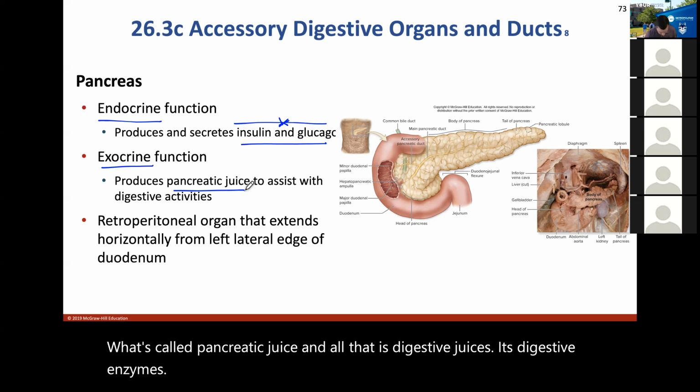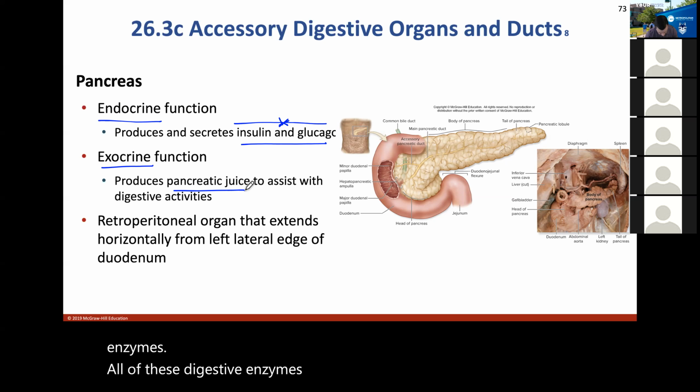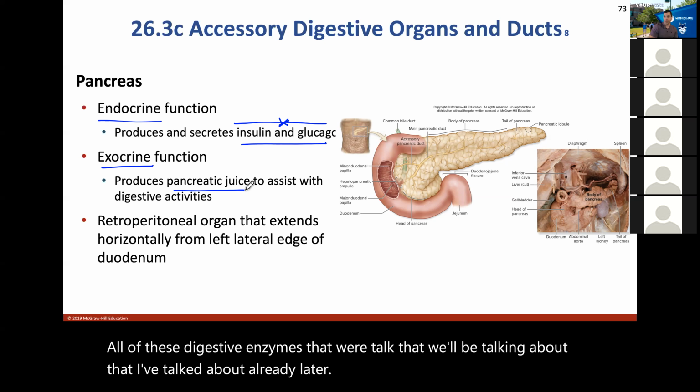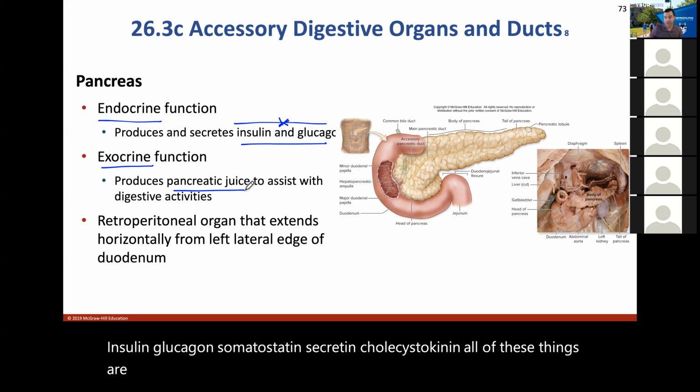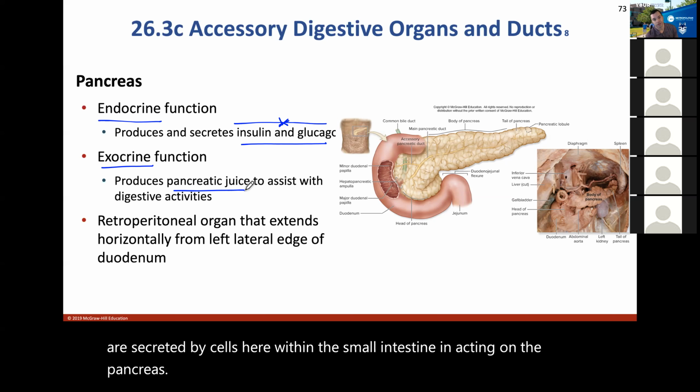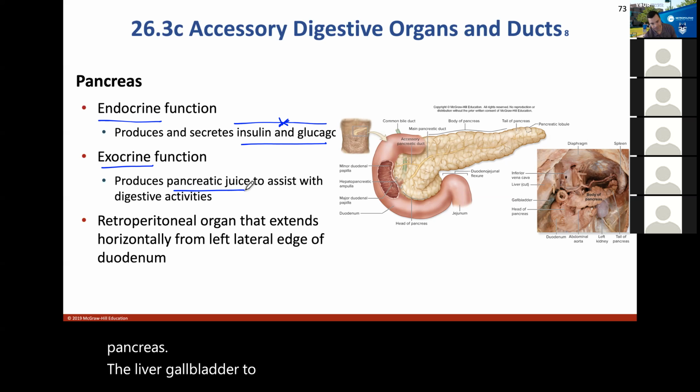All of these digestive enzymes that we'll be talking about, that I've talked about already, later, all of those happen right here. Okay. Insulin, glucagon, somatostatin, secretin, cholecystokinin, all of these things are secreted by cells here within the small intestine and acting on the pancreas, the liver, gallbladder, to release all of their stuff. It is retroperitoneal.